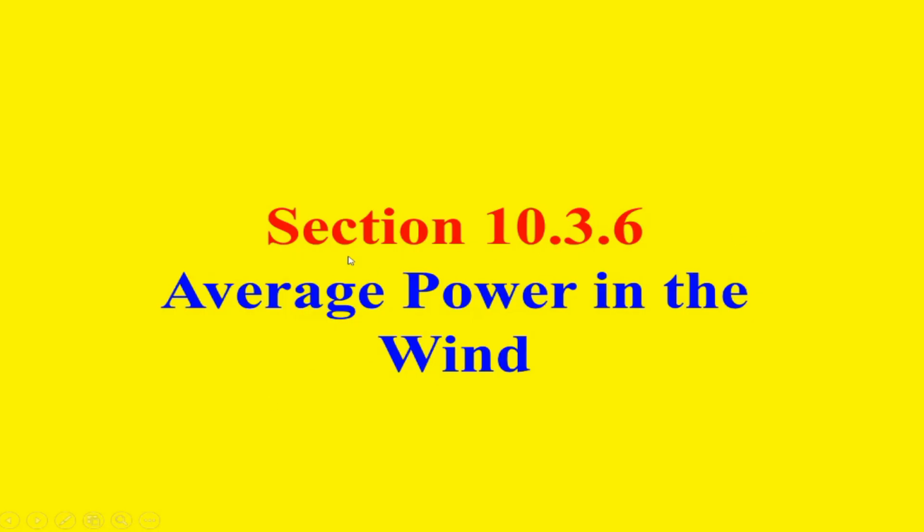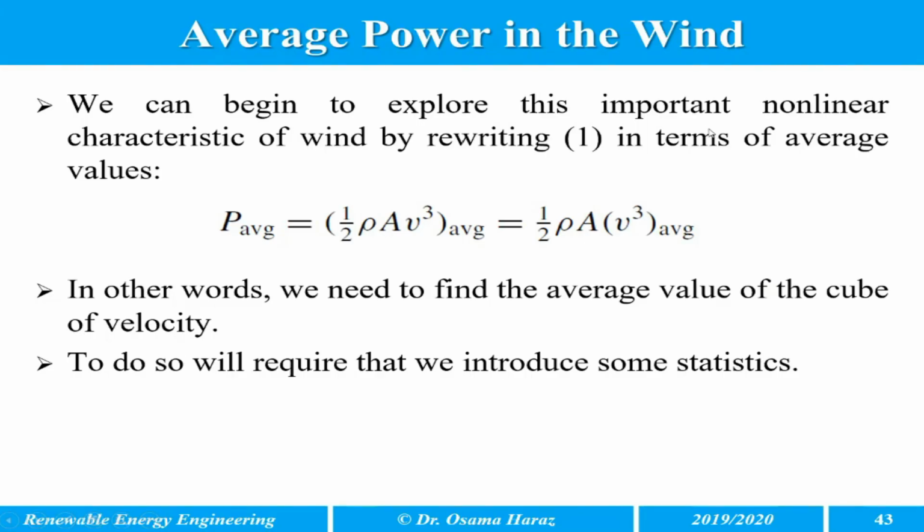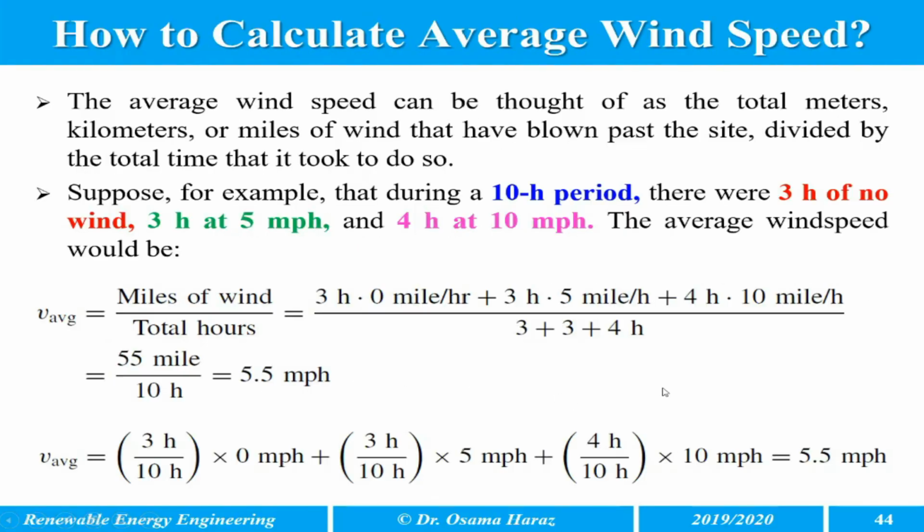In the last section of this lecture, we are going to talk about the average wind speed and the average power in the wind. We can begin to explore this important nonlinear characteristic of the wind by rewriting the equation in terms of the average value. Why average? Because you don't have a fixed or constant speed all the time, across the day or across the year. These values are changing, so you have to calculate the average speed and the average power. In other words, we need to find the average value of the cube of the velocity. To do so, we will need to introduce some statistics.